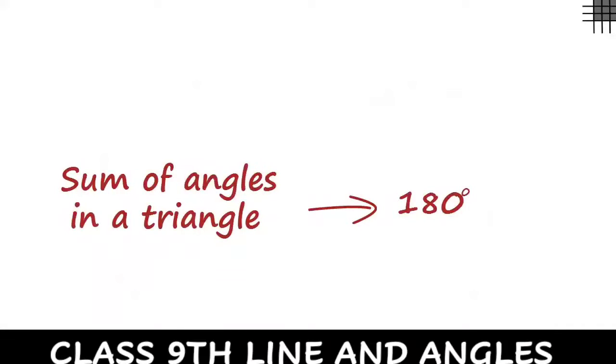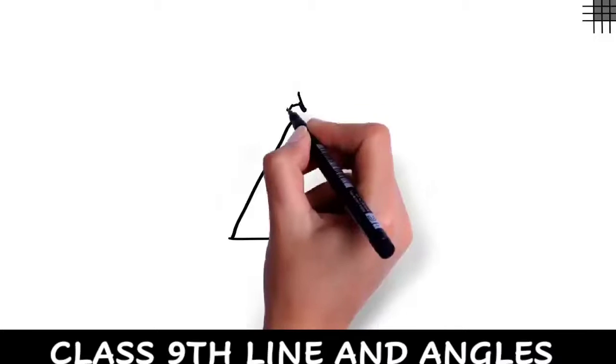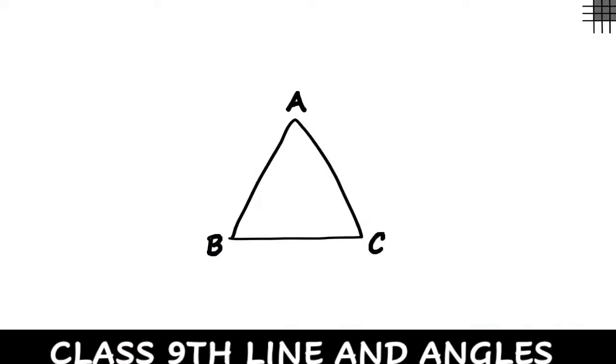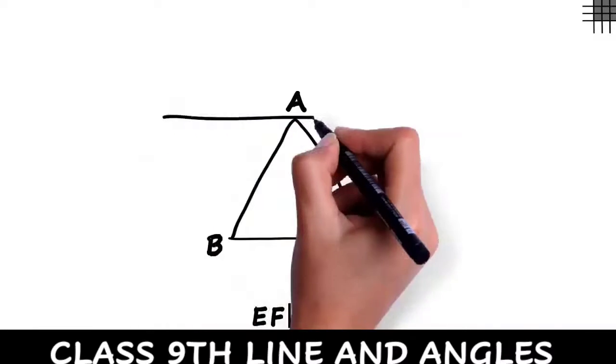Know that the sum of angles within a triangle is 180 degrees. Let's prove that for triangle ABC. To prove that, we need to do a small bit of construction. We draw a line EF passing through point A and parallel to BC. It will look like this.